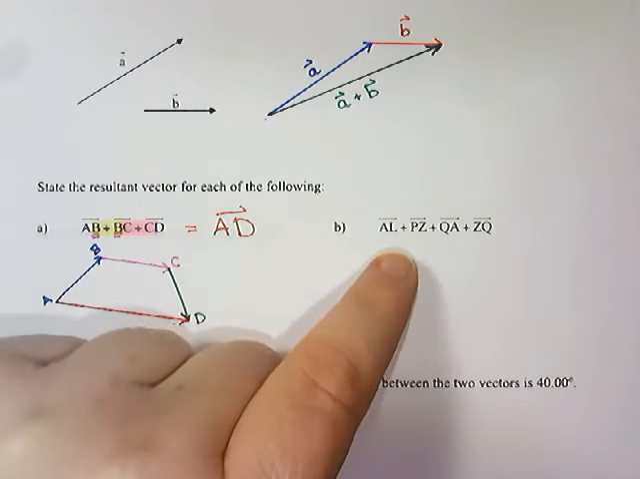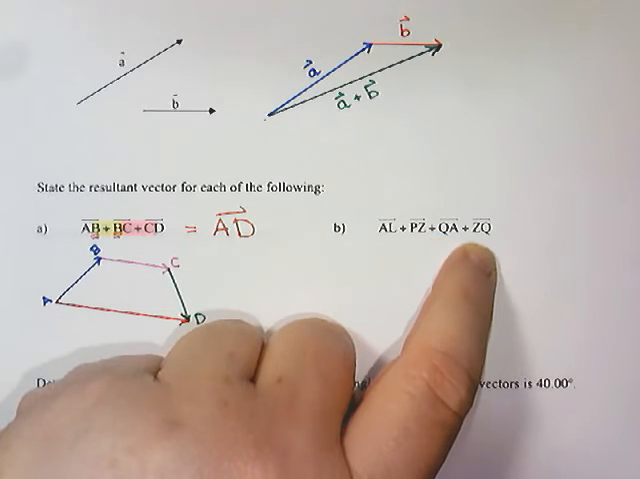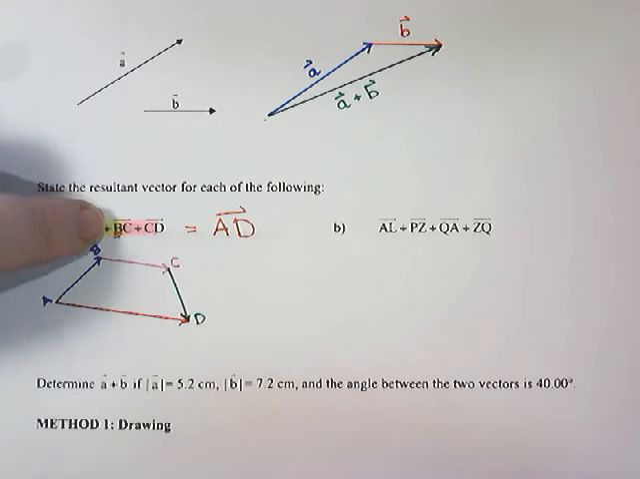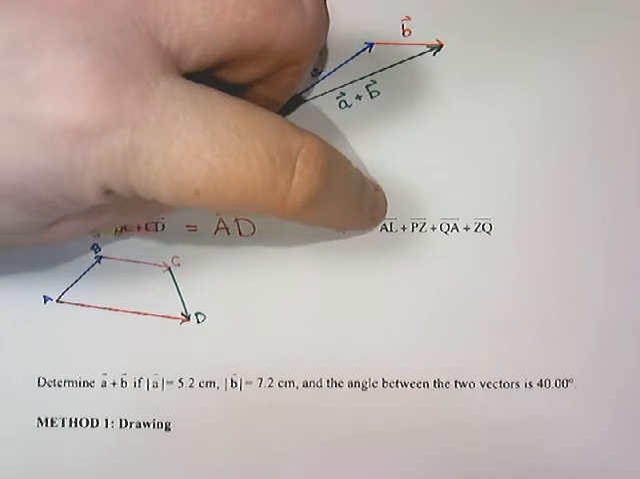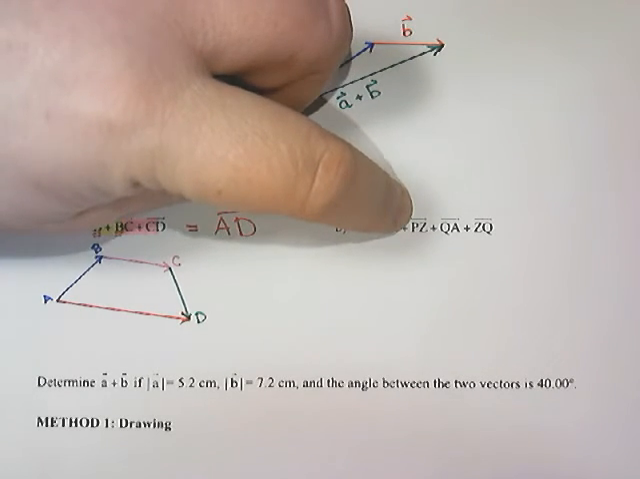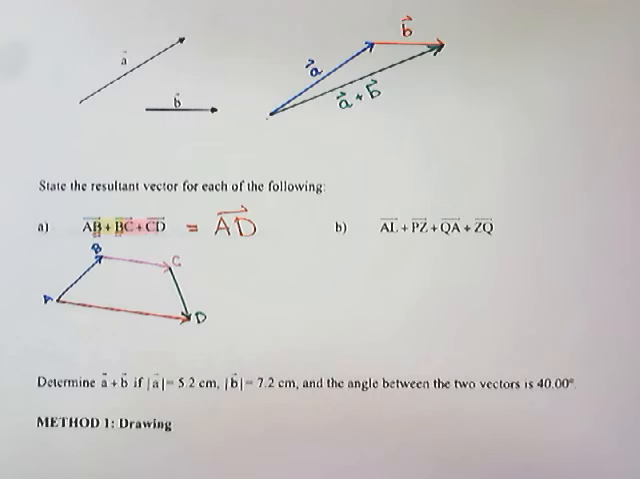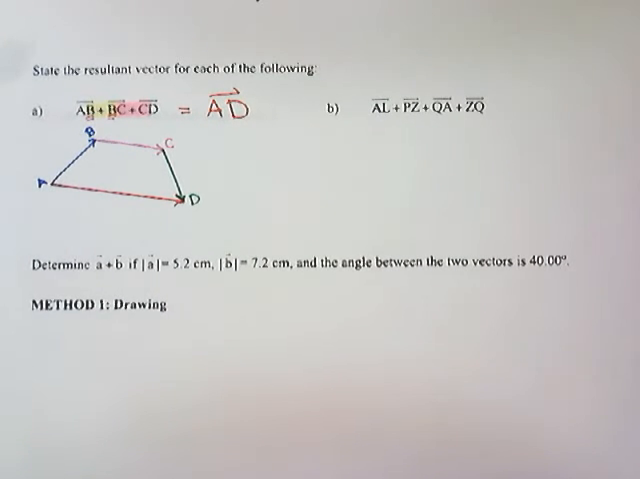This one is AL plus PZ plus QA plus ZQ. So when I look at this one, I notice it doesn't line up as nicely as this one. We went from A to B, and then B to C, and then C to D. Here we're A to L, but then the next one doesn't start with an L, it starts with a P. So I don't think these vectors currently line up. So what we need to do is reorder them so that they do.